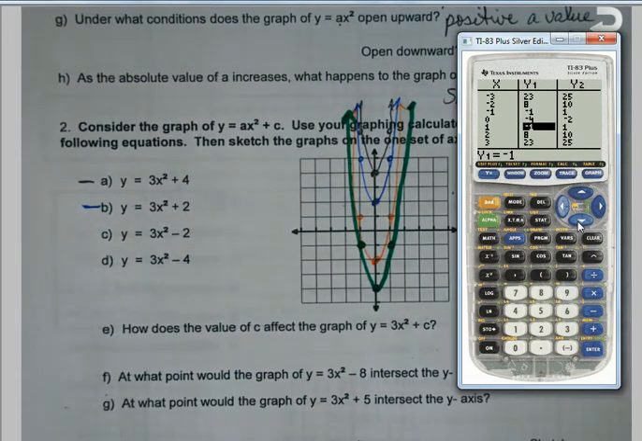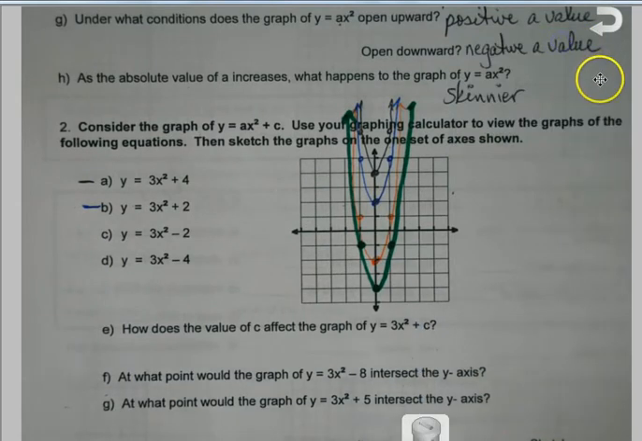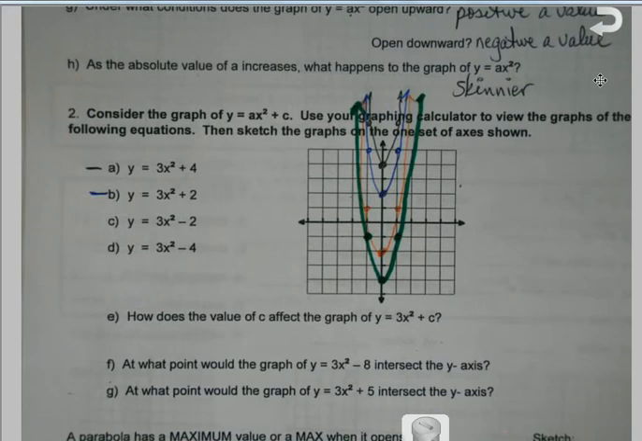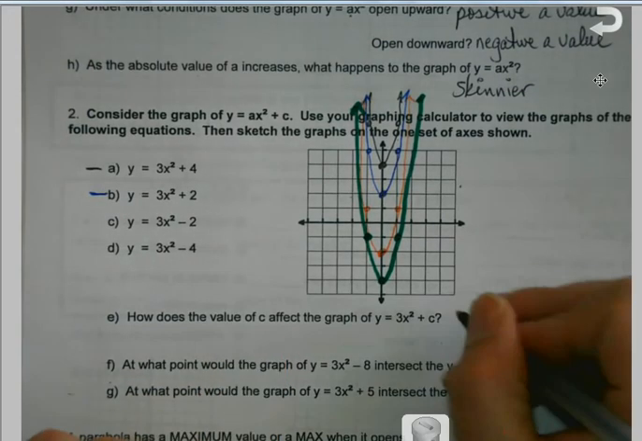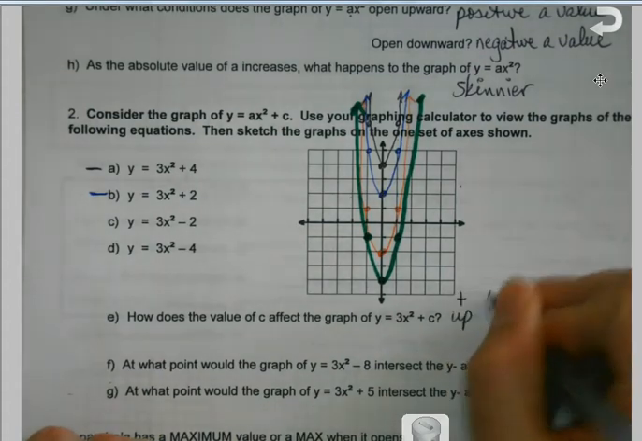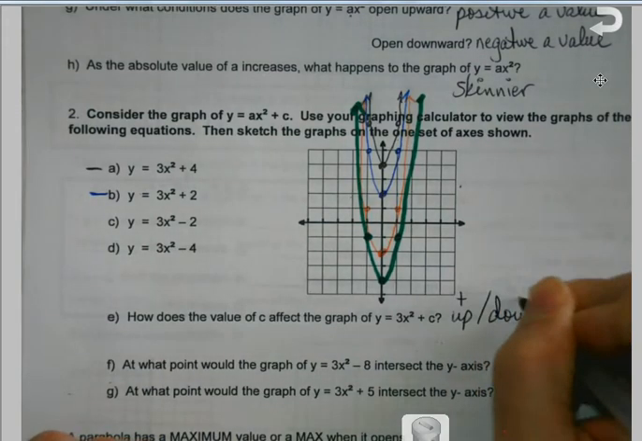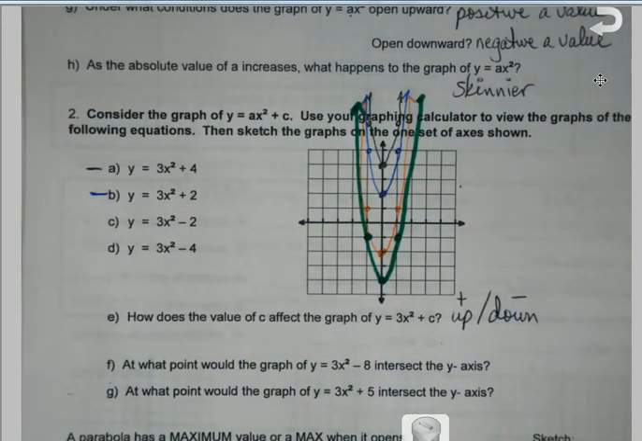So the only thing that changed, it didn't change in width, it didn't get skinnier or fatter. What happened was we basically just did some up and down shifts. So my value of C moves my parabola up and down. You're like, you know, that's kind of like when we were doing the square root graphs, absolute value graphs. Yes, they all have that same type of idea working.